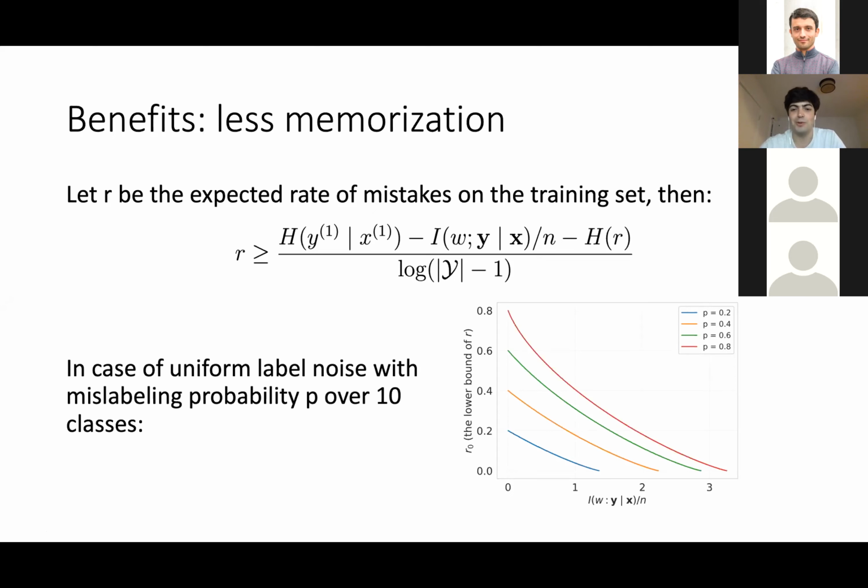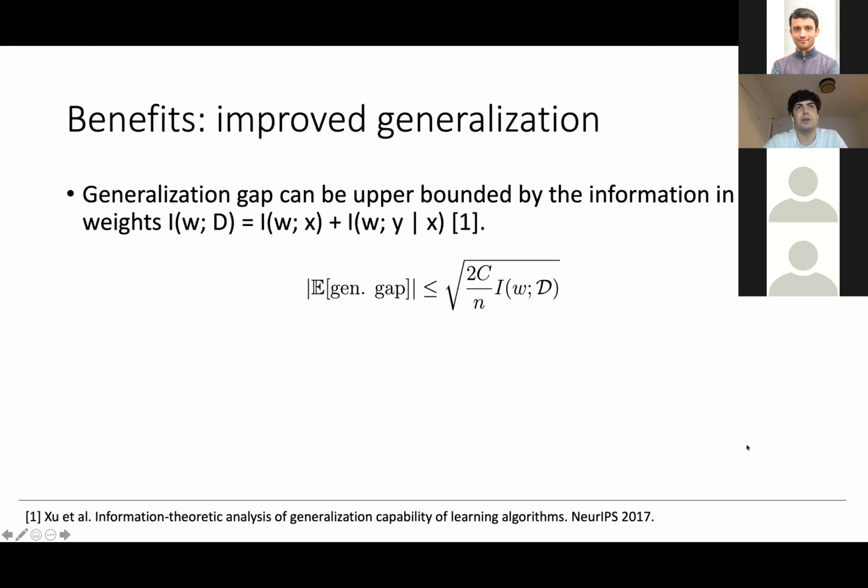Here we are lower bounding the number of errors on the training set. So here we are combating memorization on the training set. And this plot shows how this R will change as we sweep the mutual information term from 0 to larger values. Let's not concentrate too much on that. We might need some time.